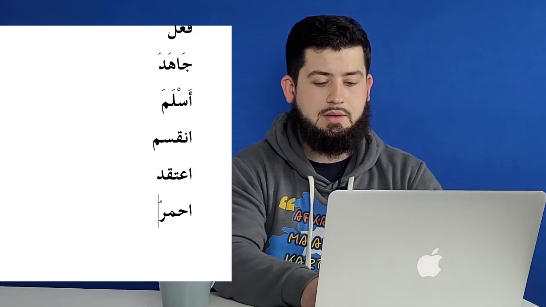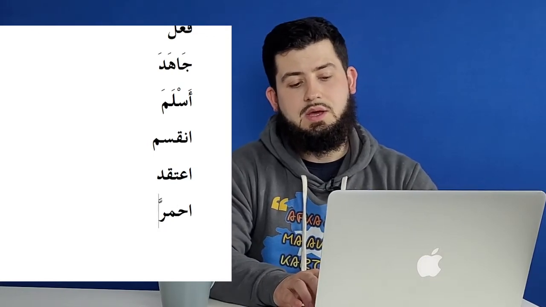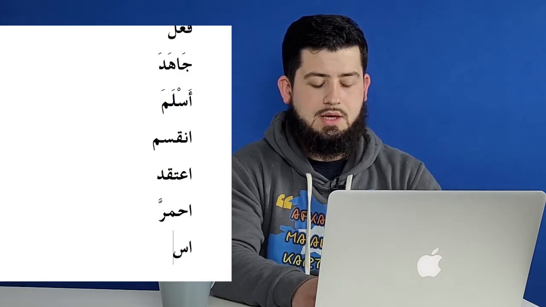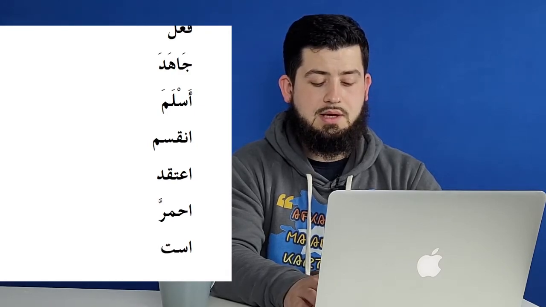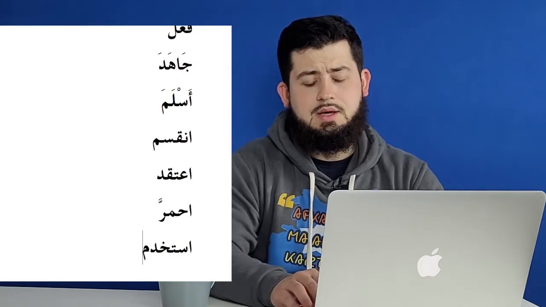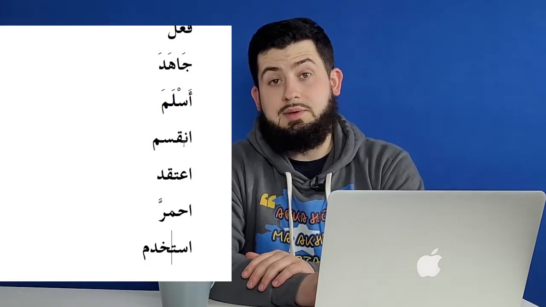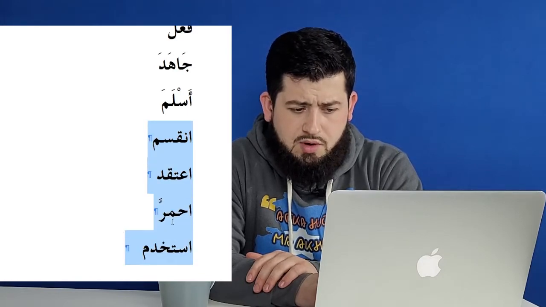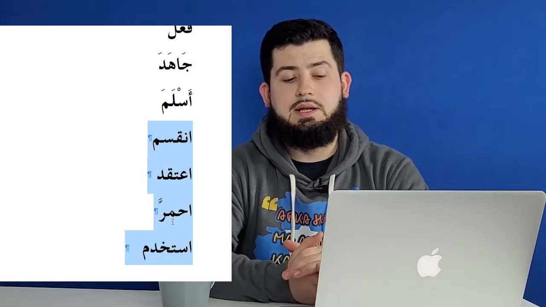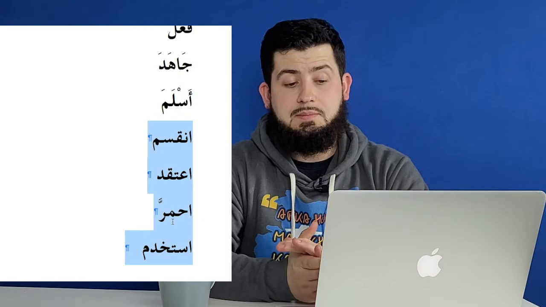A form 9 is usually in this kind of pattern, ihmarra, like this. And then for form 10, we talked about aslama, so let's use a different root, the verb istakhdama. Istakhdama means to use something. So you see in these derived forms of verbs, there's an alif at the beginning. For all of these, it's hamzatul wasl.